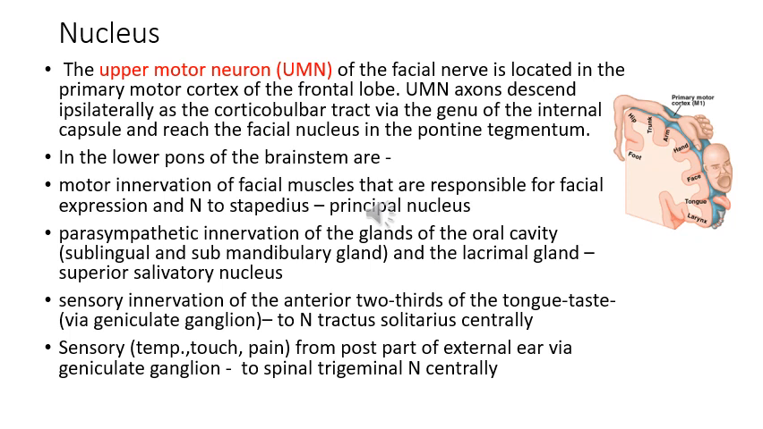and more specifically, through the genu of the internal capsule it runs down and reaches the facial nucleus in the pontine tegmental part or the basal part of the pons, where the facial nucleus proper is situated. So this is the upper motor neuron connection of the facial nerve from the primary motor cortex to the pontine tegmentum, where the facial nucleus is located.